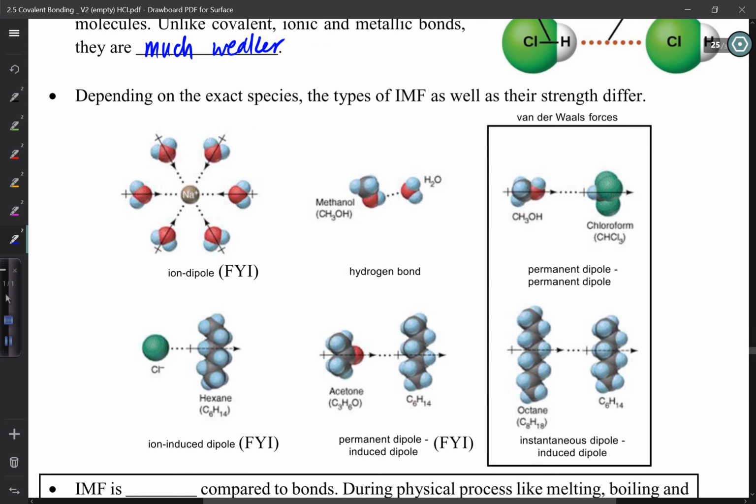So now, depending on the exact species, the types of intermolecular force as well as their strength will differ. For example, there's something called ion-dipole interaction. This is just for information. You have hydrogen bond, which is in your syllabus. You have permanent dipole, and induced dipole, which are for information. And you also have induced dipole. So these two are collectively known as van der Waals forces. Alright? So these three you have to know. 1, 2, and 3. Am I right that your school teaches these three? Yes, right. I believe so. So that's why I only expect these three.